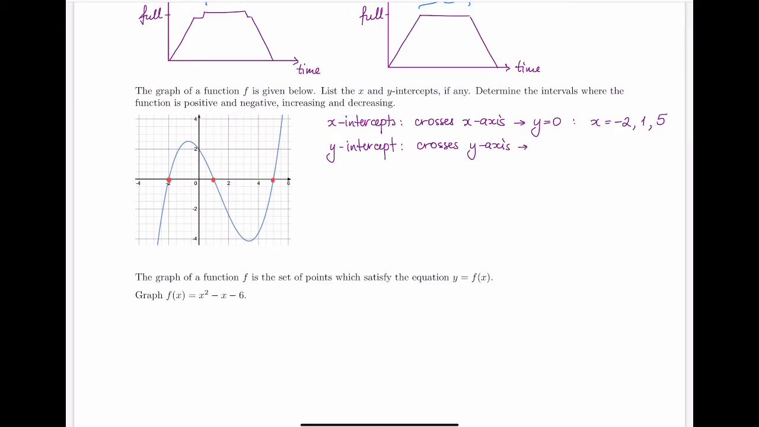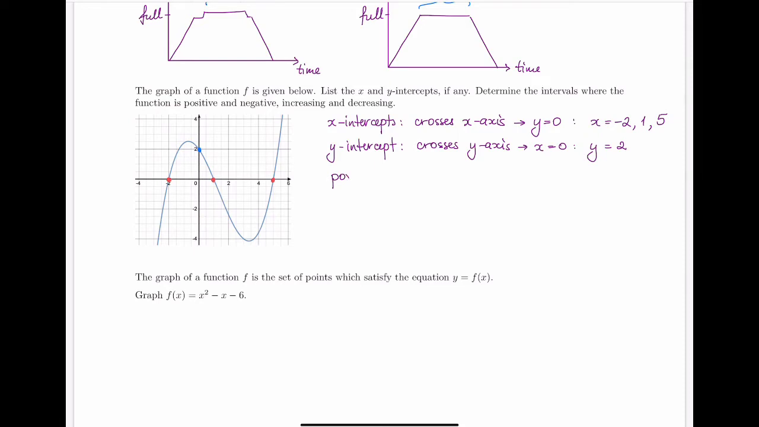Now, this is the reverse situation. The graph crosses the y-axis when the x-coordinate is 0, and that is how we will find our y-intercepts. Okay, and in this case, we do have 1, and it's at y equals 2. Excellent. The next are the intervals where the function is positive and negative.